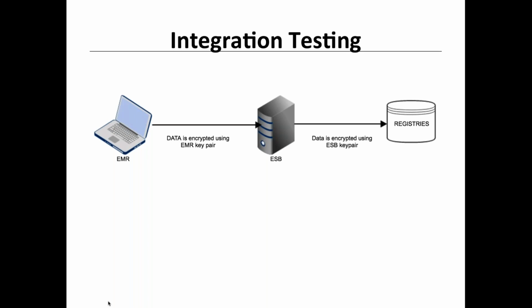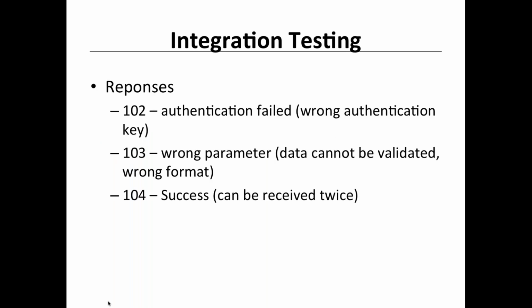So basically, this is the diagram for the integration testing. The data will be encrypted using the EMR key pair. The EMR key pair will be coming from the ESB. On the other hand, the data from the ESB to the registry must be encrypted using a different key pair. So we will call this the ESB key pair.